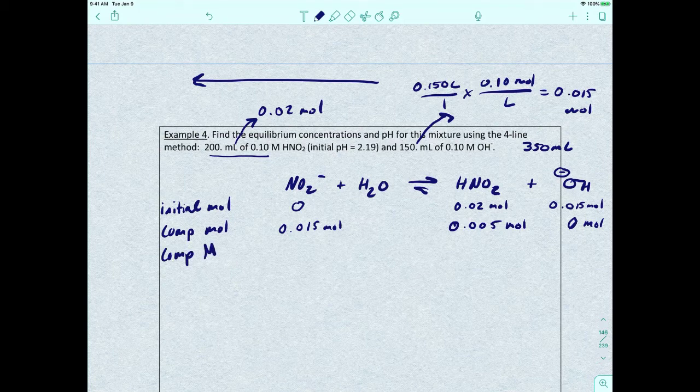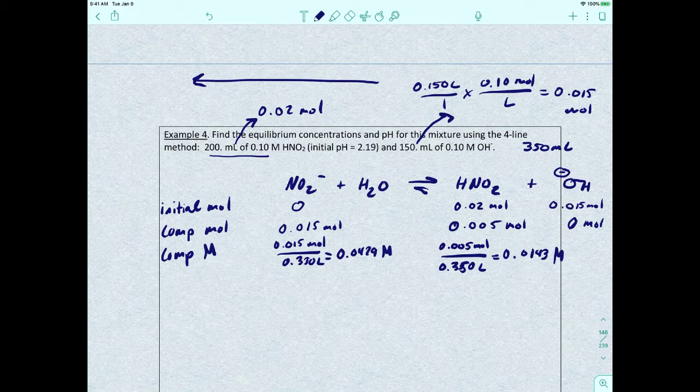What about the completion molarity? If we take 0.015 moles and divide it by 0.350 liters, that gives us 0.0429 molar of NO2 minus. And if we take 0.005 moles and divide it by 0.350 liters, that should give us about 0.0143 molar HNO2. And hydroxide ion is still 0 because we used all that up.